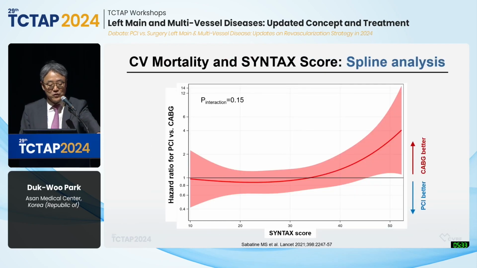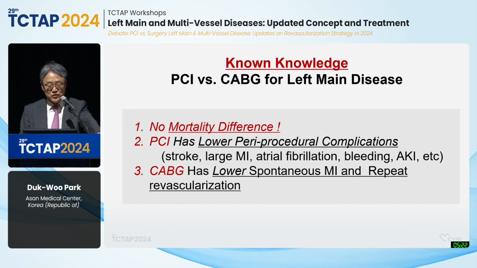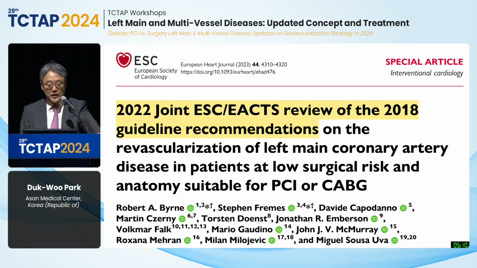And the most important endpoint, cardiovascular mortality, is quite comparable with a SYNTAX score less than 33. Above 45, bypass surgery was better. As everybody knows well, apart from the mortality difference, PCI is associated with lower periprocedural complications. Bypass surgery can reduce spontaneous MI and repeat revascularization.